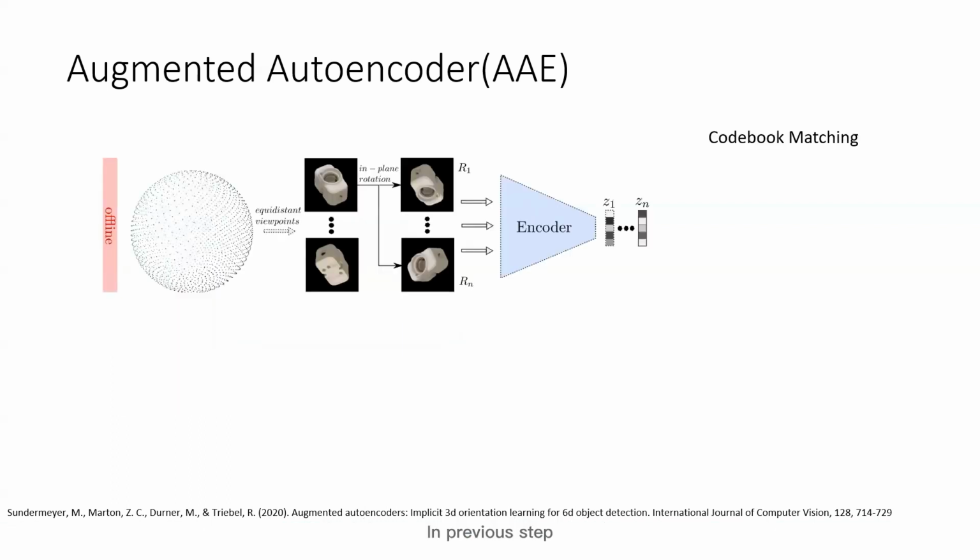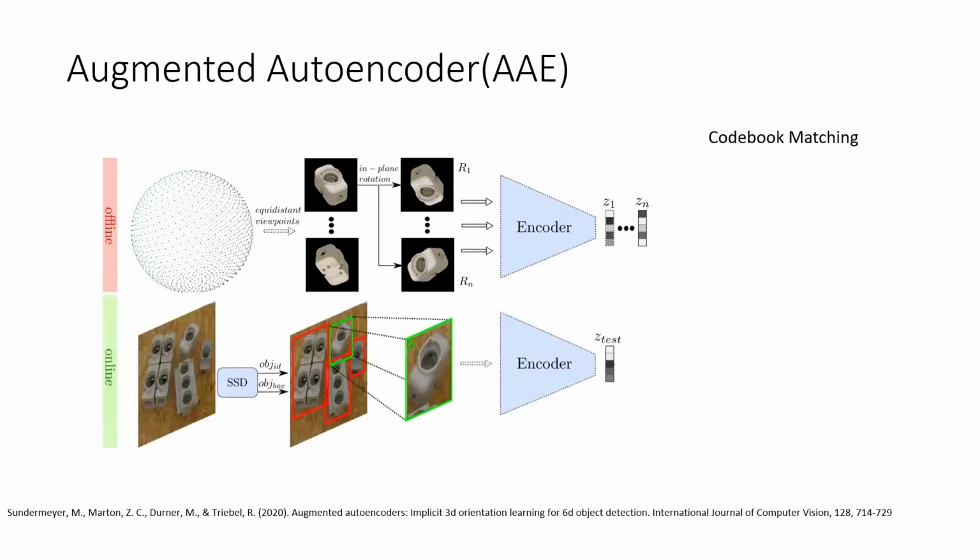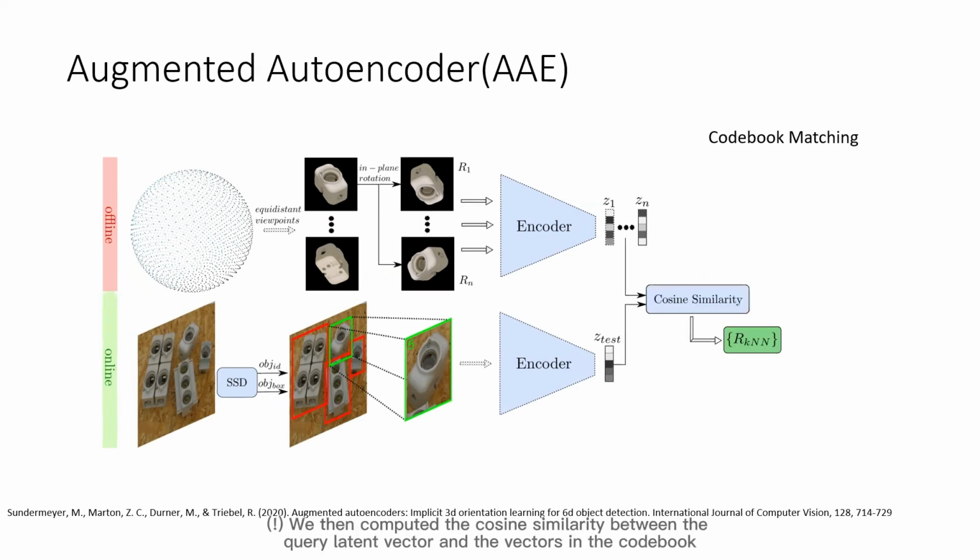In the previous step, we get a codebook of latent vectors, where each vector corresponds to a unique orientation. In the prediction process, a cropped image around the object's center is fed into a trained AAE to obtain a query latent vector. We then compute the cosine similarity between the query latent vector and the vectors in the codebook. Eventually, the highest similarity determines the predicted orientation of the object.